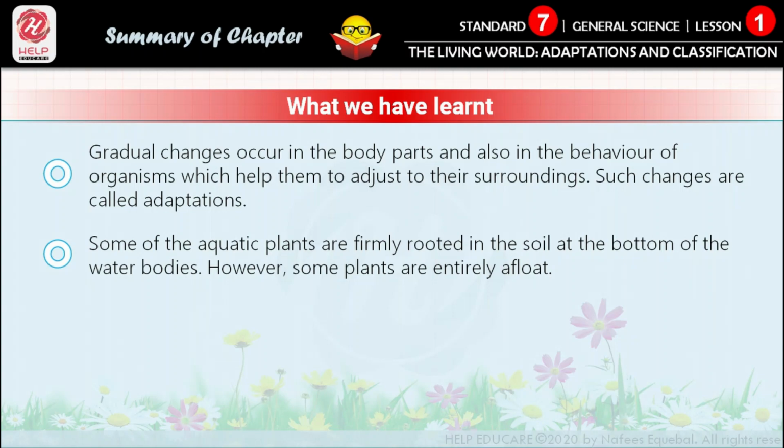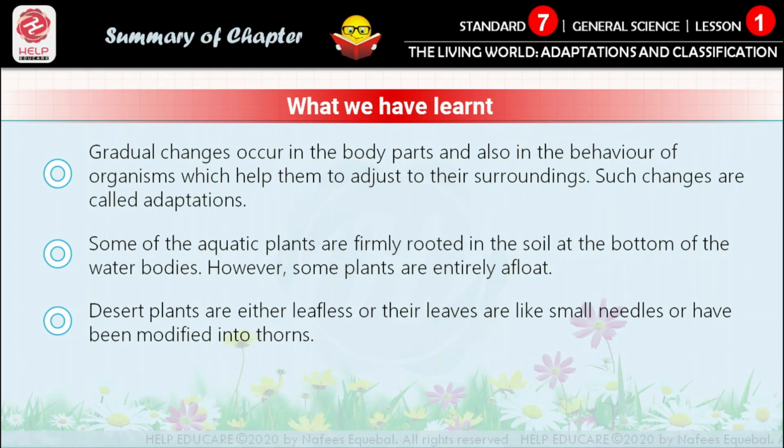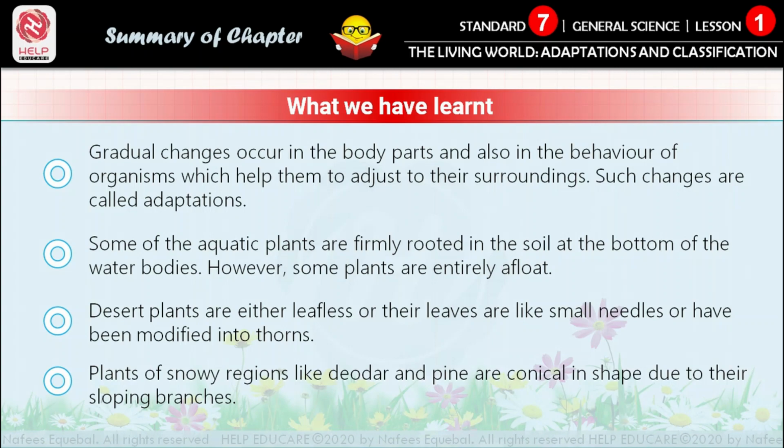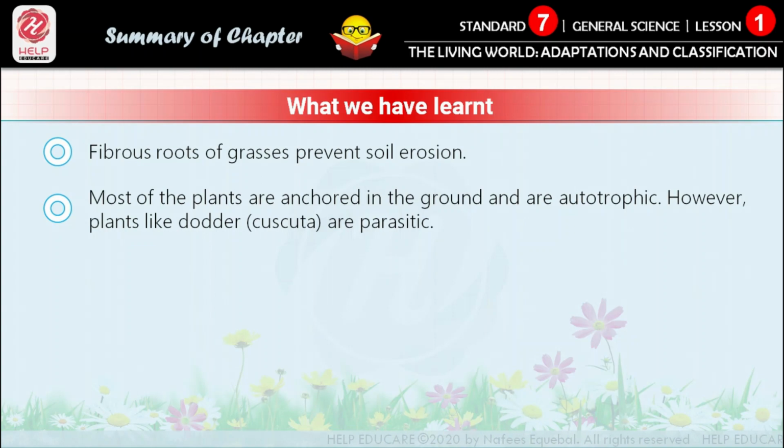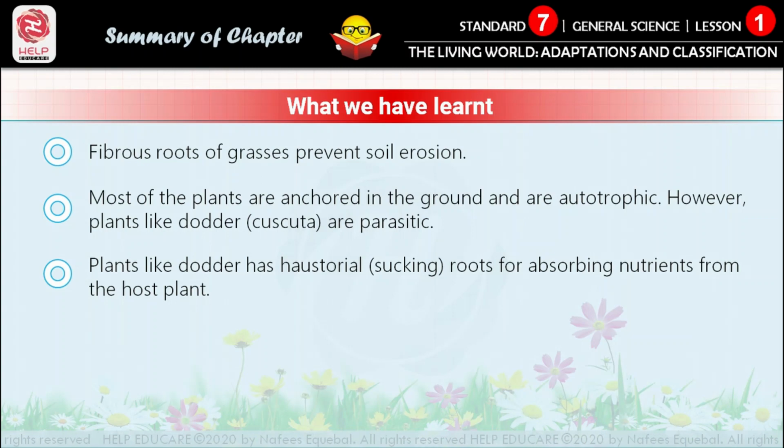Point number 3. Desert plants are either leafless or their leaves are like small needles or have been modified into thorns. Point number 4. Plants of snowy regions, like dodder and pine, are conical in shape due to their sloping branches. Point number 5. Fibrous roots of grasses prevent soil erosion. Point number 6. Most of the plants are anchored in the ground and are autotrophic. However, plants like dodder are parasitic. Point number 7. Plants like dodder have haustorial roots for absorbing nutrients from the host plant.